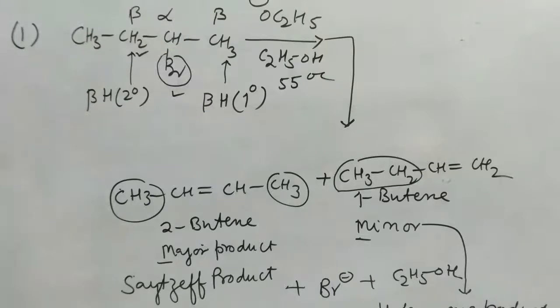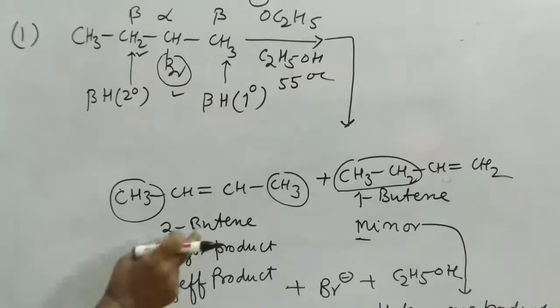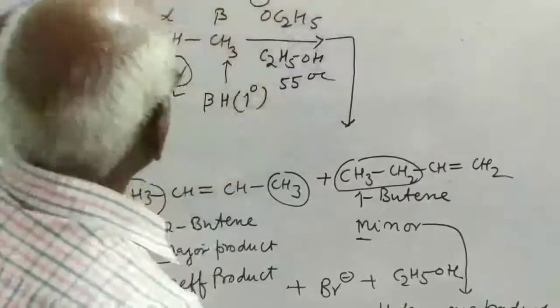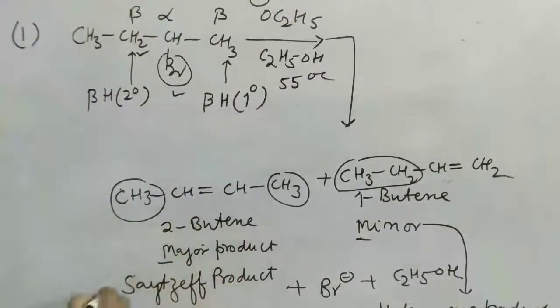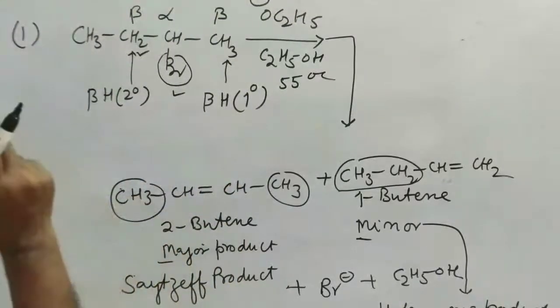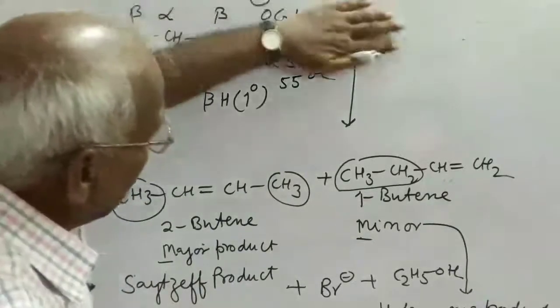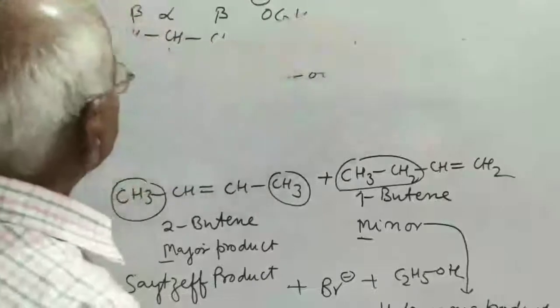If you are required to answer the number of alkenes in the reaction, the answer will be: this is 2-butene. It exists in the form of geometrical isomers. So it has two forms, cis and trans, or E or Z. So the total number of products in this case will be 3.